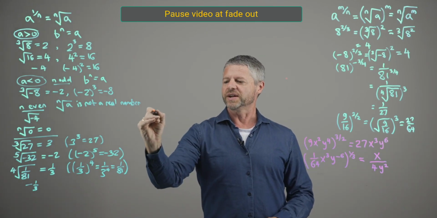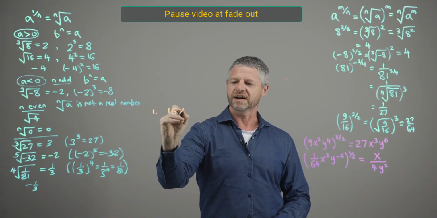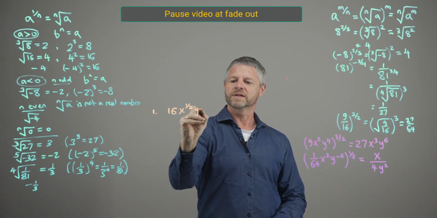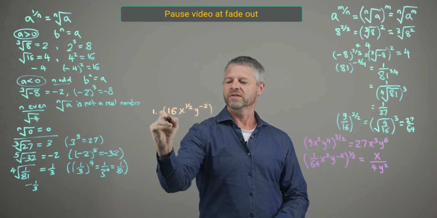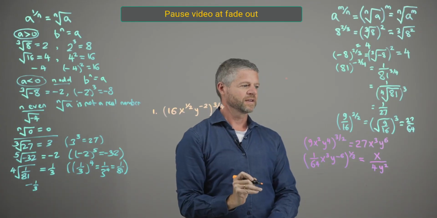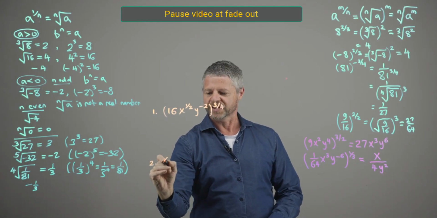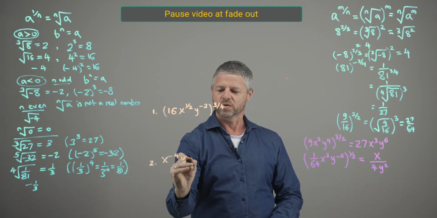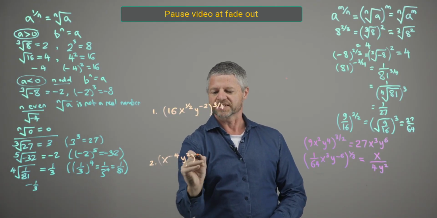So for this first one, we're going to have 16, and then x to the half, and then y to the -2, and then 3/4. And then for the second one, let's do x to the -4, and then y squared, and we'll have -1/2.